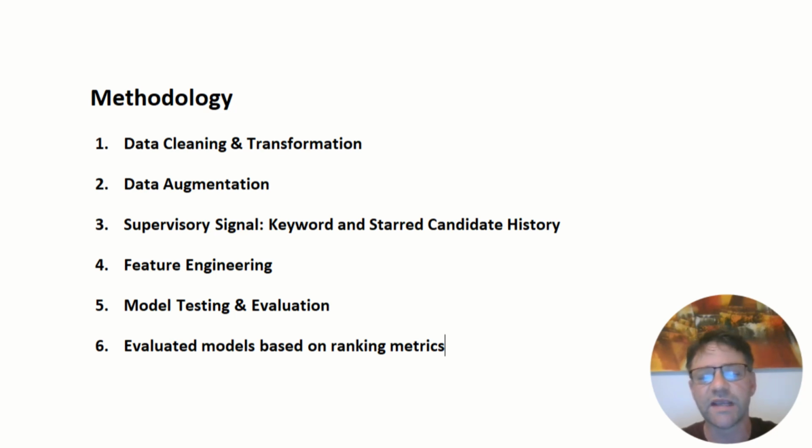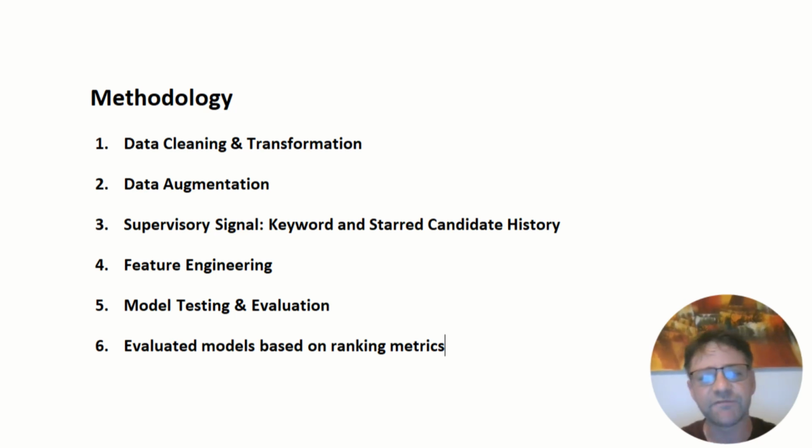And then we're going to create a starred candidates history variable, and these are candidates that have been starred for a specific keyword, and they are candidates that are either ideal candidates or candidates that were hired for that position in the past and are therefore somewhat of an ideal candidate for that position.